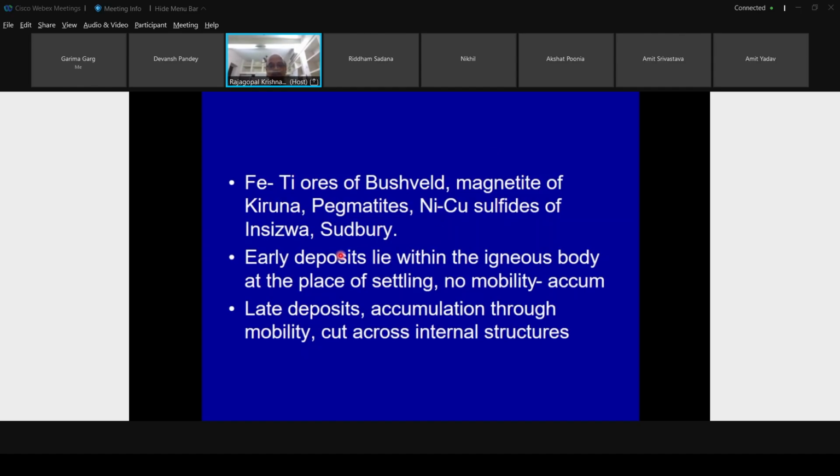So how do you distinguish? The early magmatic deposits lie within the igneous body at the place of settling. You will not see any mobility. Whereas in case of late deposits, you will have accumulation through mobility, which will be seen in the form of cutting across structures. In your early magmatic, you will not see any cutting across internal structures. These are the two distinctions that differentiate early magmatic deposits from late magmatic. In early magmatism, you will have settling and no mobility, whereas in the late deposits, the accumulation takes place because of mobility, with a lot of cutting across structures, while the early magmatic will be purely stratiform.